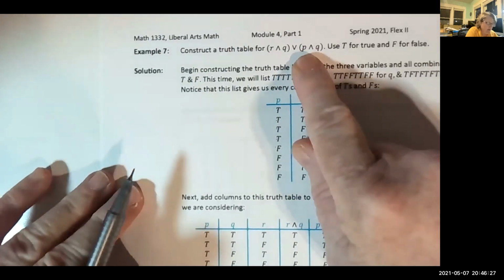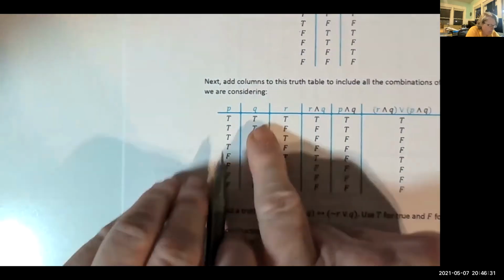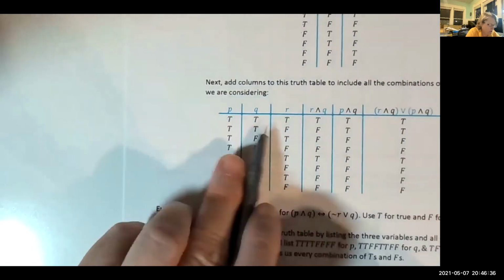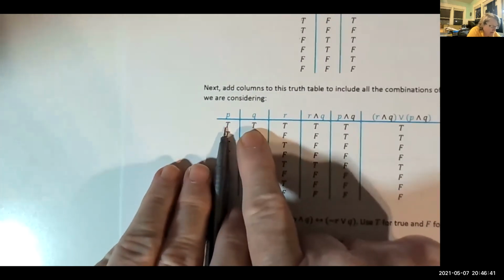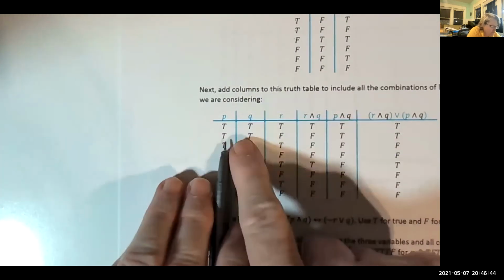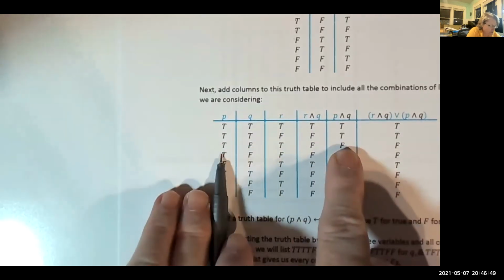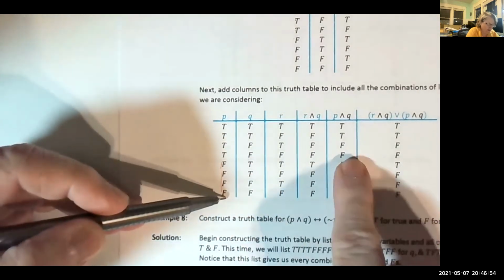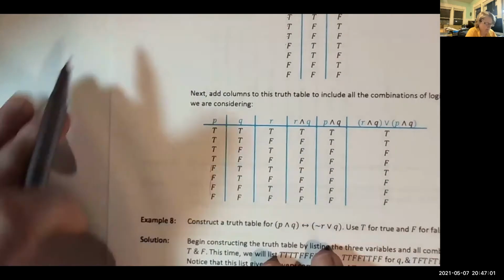Now let's look at P and Q. So we're going to look at the first two columns. And the only way to get true is if both P and Q are true. So here we have true and true, that's true. True and true, that's also true. True and false, that's false. True and false, that's false. And now the rest of P is false, so the rest of P and Q will be false. So we only have two truths in that case.